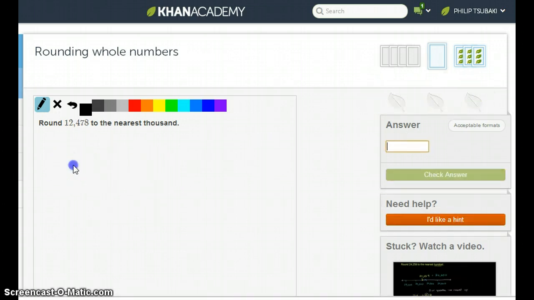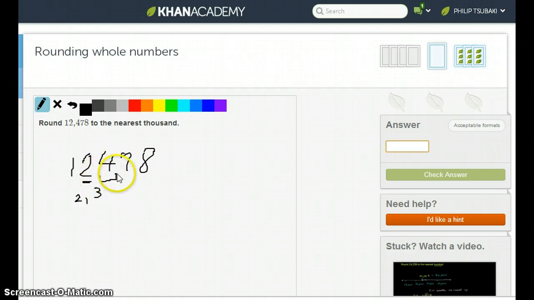Okay, now we're going to have 12,478 to the nearest 1,000. So the nearest 1,000, the 1,000 digit is that number. So it's going to be either 2 or 3. And the way we choose between those two is we look at the 4.